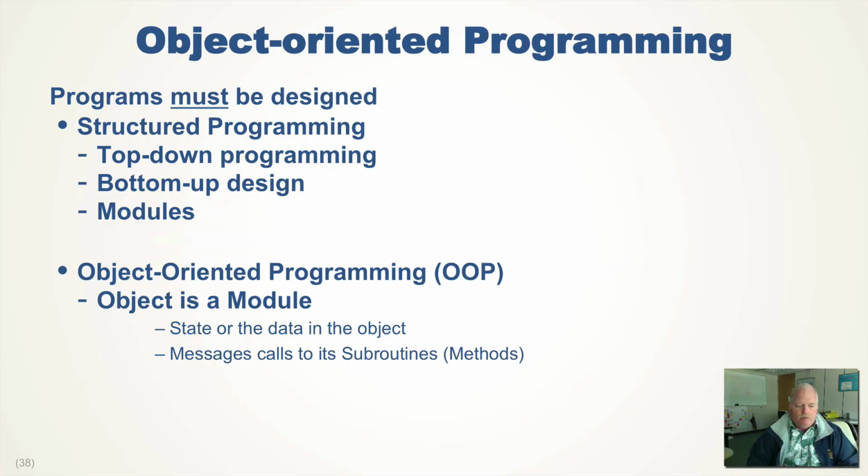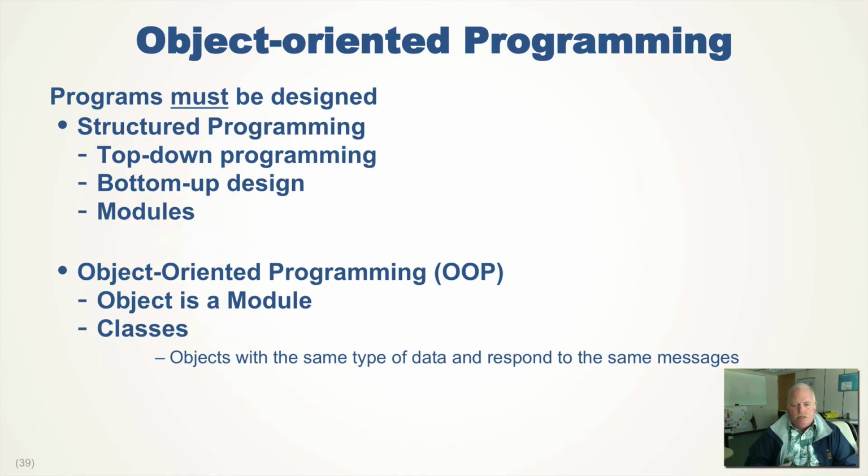So now, what if we said, we have these objects, these modules that work together. Well, what if we have things that are similar? What if we have more than one student? So we have this idea of classes, which are a bunch of objects that share the same type of data and respond to the same messages. All students know how to return their GPA. We'll answer that question. All students can update their GPA. All students have a name, and they'll answer your name, or you can set their name.